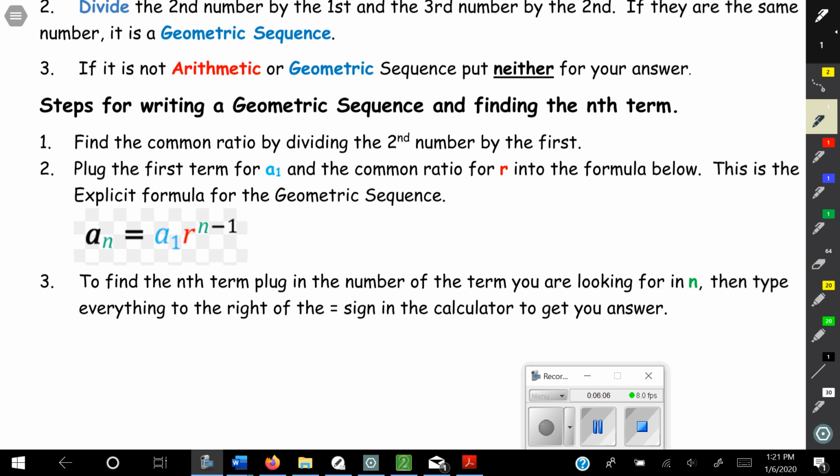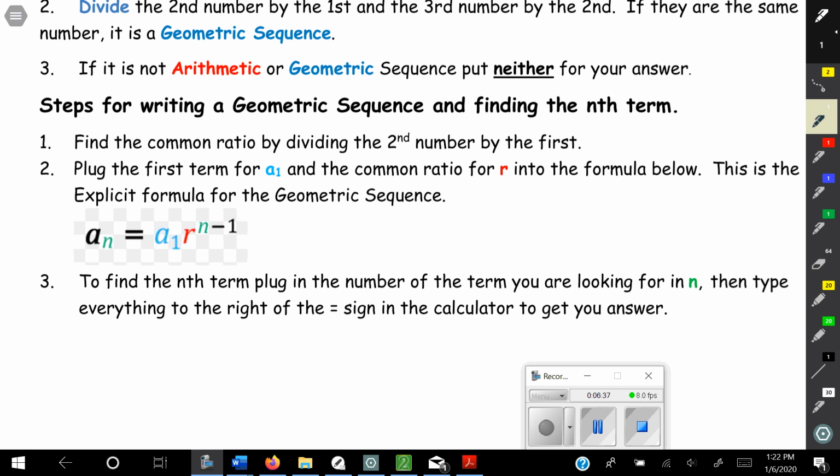Okay, now what we want to do next is use a geometric sequence in a word problem. But before I do that, I want to go over the steps for writing a geometric sequence and finding the nth term. Similar to what we did in the previous lesson, you want to find the common ratio by dividing the second number by the first. You want to plug the first term in for a sub 1 and the common ratio r into the formula below. And then that's your geometric sequence.